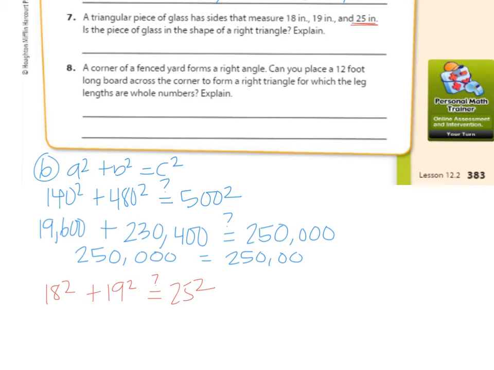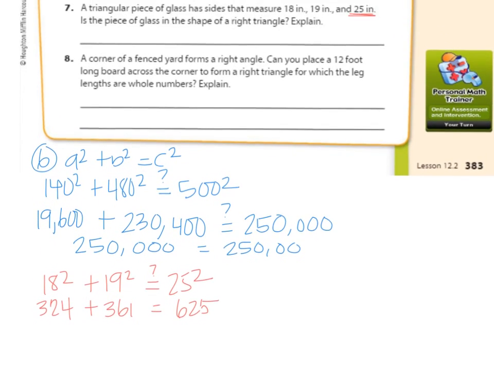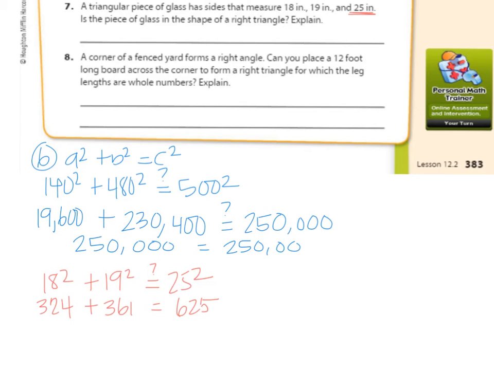So 18 squared, 18 times 18 is 324. Plus 19 squared, 19 times 19, 361. Does it equal 25 squared? 25 times 25, 625. So I've got to add these two up here. 324 plus 361 equals, let's scroll down a little bit. Okay, find my pen again. Equals 685, which is not equal to 625.